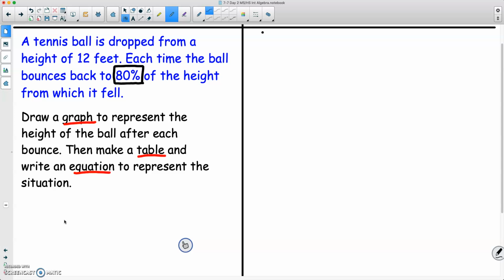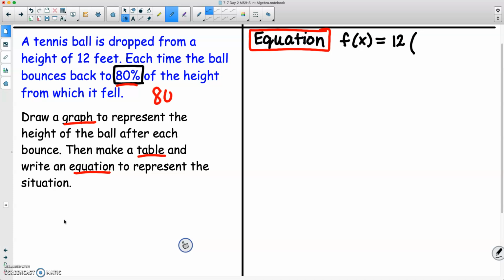I'm actually going to start with an equation this time. It really doesn't matter what order you do these in. My equation is going to be f of x equals, it's starting at 12 feet. And if it is bouncing back to 80% of the height from which it fell, 80% as a decimal is 0.8. So I will be multiplying by 0.8 each time. So here's my equation.